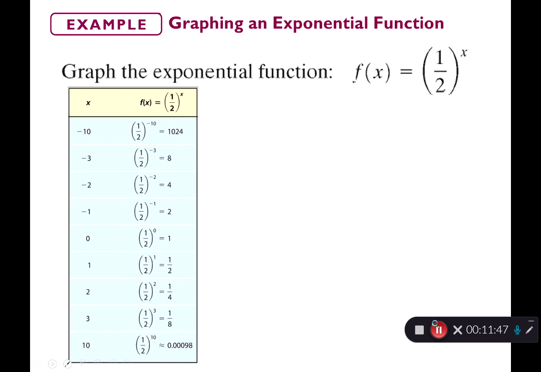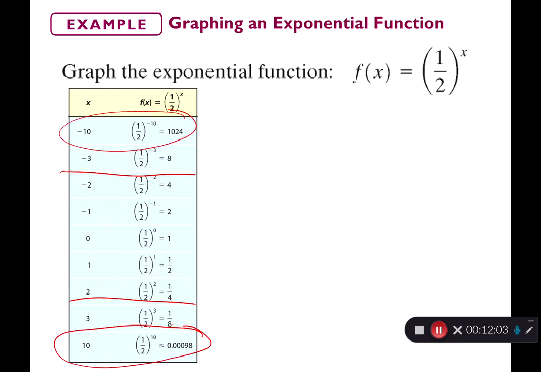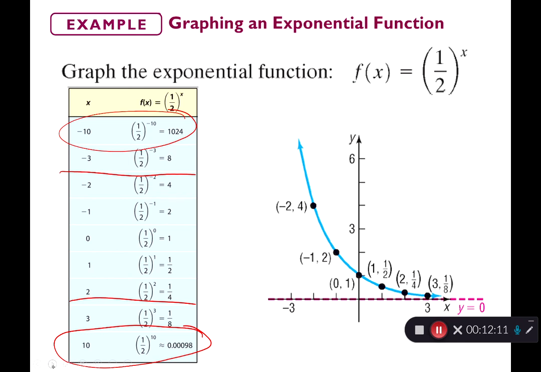Okay, once again, I would definitely recommend focusing between -2 and +2. That's enough points to get a good shape. That's what I'm looking for. And again, if we look here at even just 10 and -10, we're getting extremely large and extremely small numbers. So your graph should look something like this.